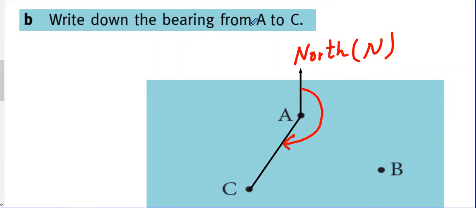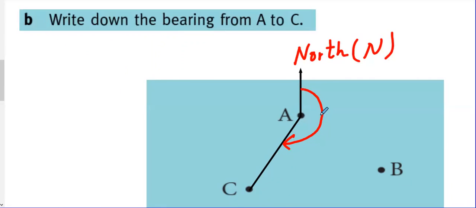Write down the bearing from A to C, from A, okay? So this is the angle they are talking about. And that angle is measured in the sense of clockwise, right? So there we go. How do we measure this angle?